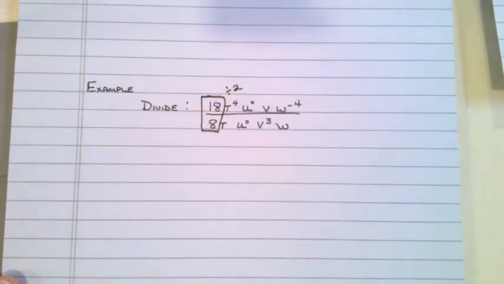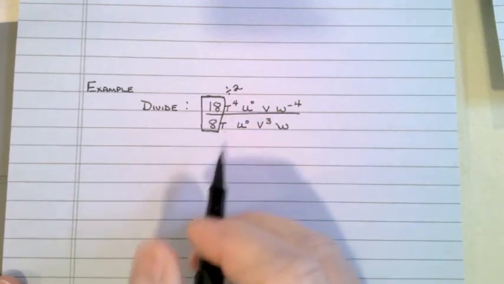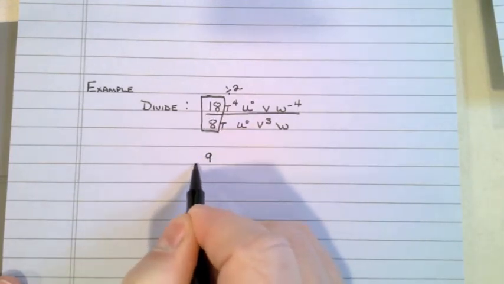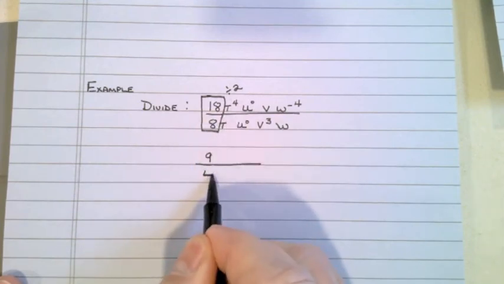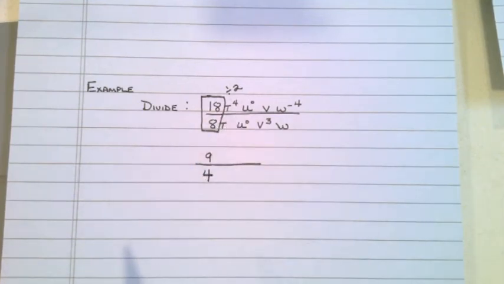So I'm going to divide both of those by 2. 18 divided by 2 is 9. I make my division bar. 8 divided by 2 is 4. Is there a number that will go into 4 and 9? No. So I've reduced this as far as I can.